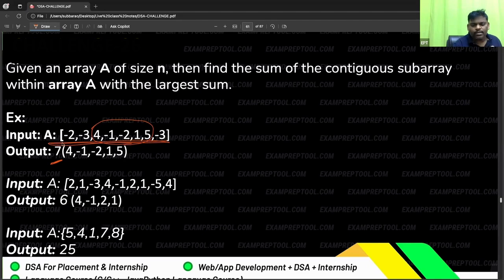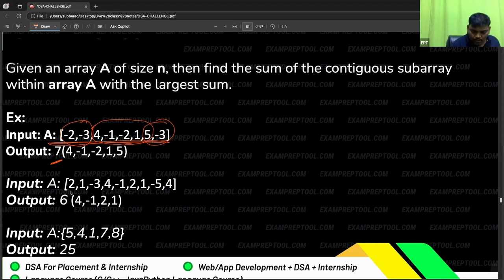You can try any subarray, but you have to take it continuously, right? Whose sum is more than this? If you want, you can check. It is not possible. Sir, can I take only this? But you will get minus 5. Sir, can I take only this? You will get 2. So you have to take the continuous subarray whose sum is maximum.